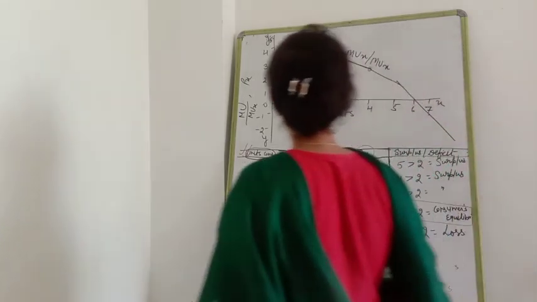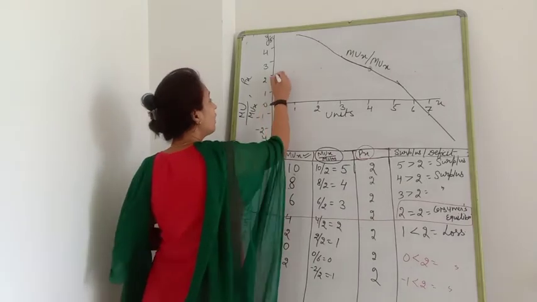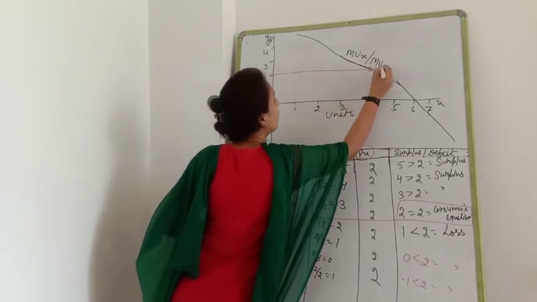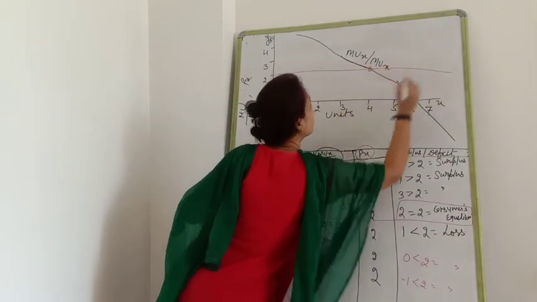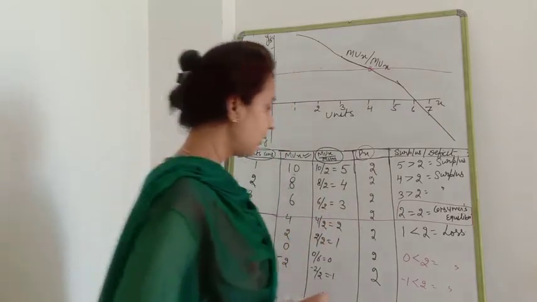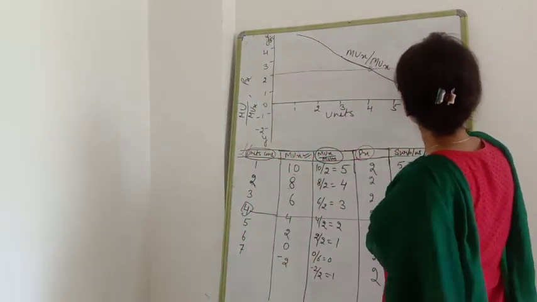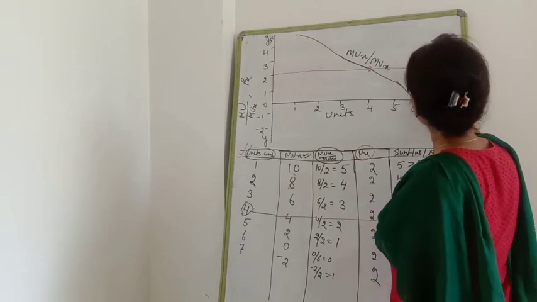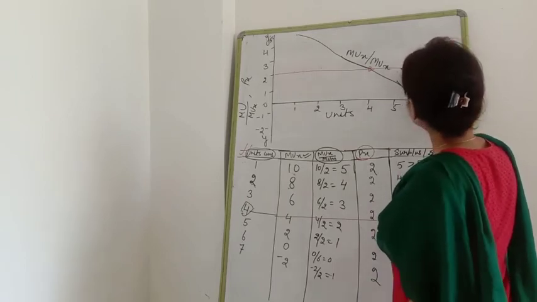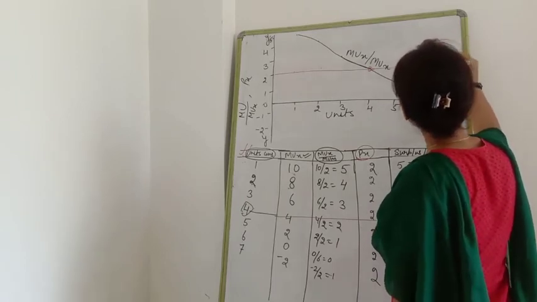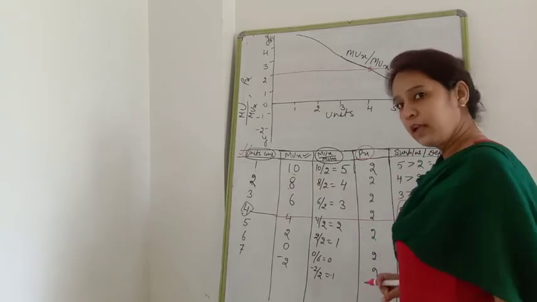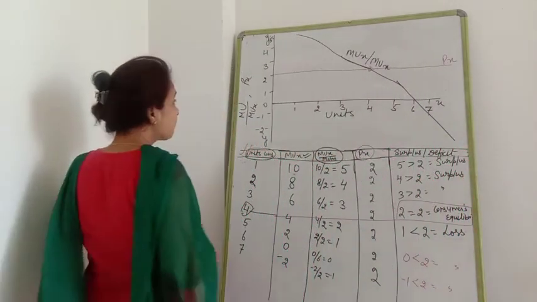Clear? Now draw there. You are going to find a straight line. Clear? It will be a straight line. This line is known as PX, price of X commodity. Clear? Now let me explain this.